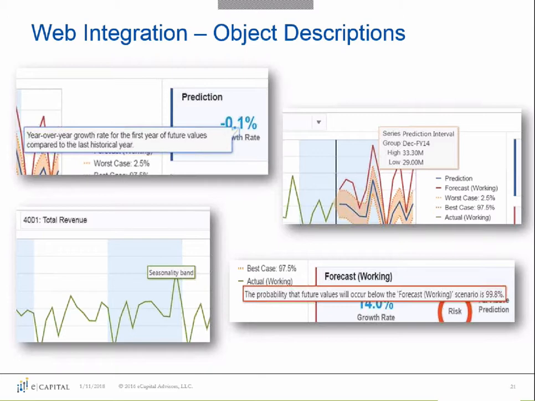There are also object descriptions if you hover over a section of the predictive planning pane. So if you haven't used predictive planning in a little while and forget what the key indicators are that we're looking at, you can hover over them and get a description of what this data point or percentage is giving me, and what it means. So a nice benefit there that they've incorporated.